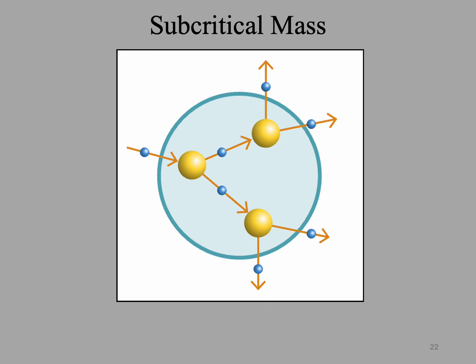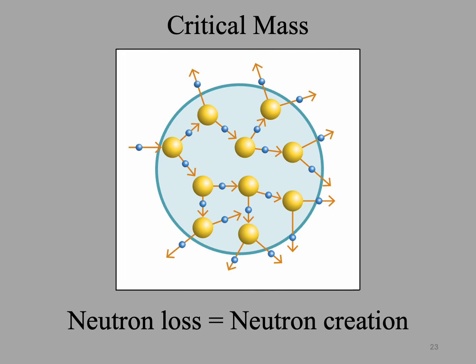A subcritical mass is a mass that does not have the ability to sustain a fission chain reaction. When a nuclear chain reaction in a mass of fissile material is self-sustaining, the mass is said to be in a critical state. The rate of neutron loss is equal to the rate of neutron creation by fission.